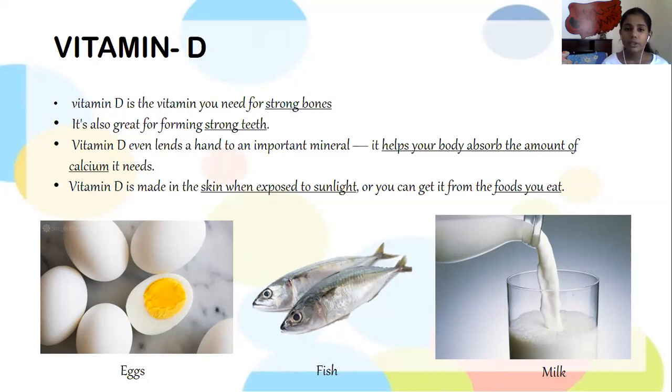Vitamin D is usually made in the skin when you're exposed to sunlight, and that's the reason why you need your outdoor time. We know that we are not in a situation to go out and enjoy, but I just want you guys to step out of your houses for a while and get some sunlight because it's very important. It helps you make vitamin D, and it's also present in the foods you eat, such as eggs, fish, seafood, milk, and so on.